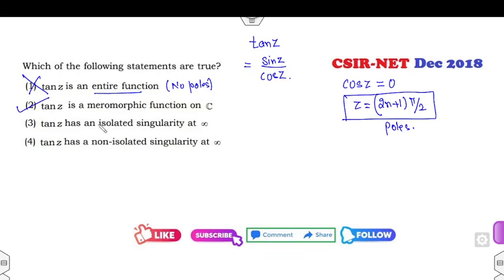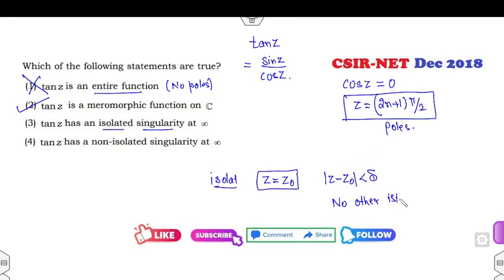The second option is meromorphic function. Yes, because apart from this, sin z is my entire function. Tan z is isolated singularity, non-isolated singularity. Now you can see they are not talking about the pole, removable or essential. What is the meaning of isolated? That means if you consider any of these singularities, z naught, and consider a circle around it, then no other singularity is involved in this circle.